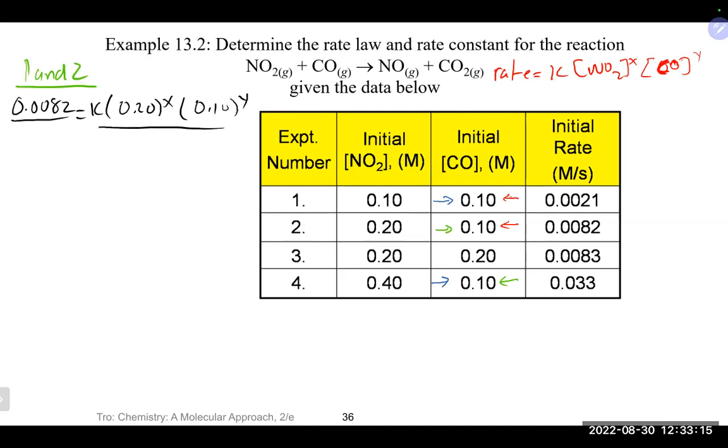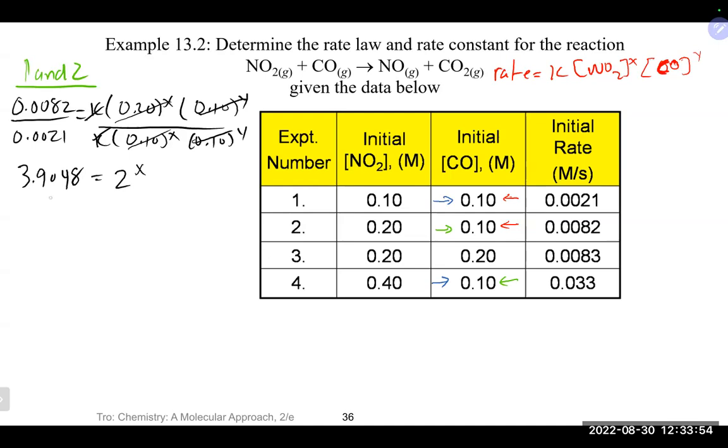Putting our number 1 on the bottom there, 0.0021, our K and our 0.1 to the X, 0.1 to the Y in this case. All right, so doing a little bit of math here, 0.0082 divided by 0.0021 gets you approximately, we'll call it, 3.9048 equals this, and this should cancel. These guys here should essentially give you a 2 to the X, and these guys should completely cancel.